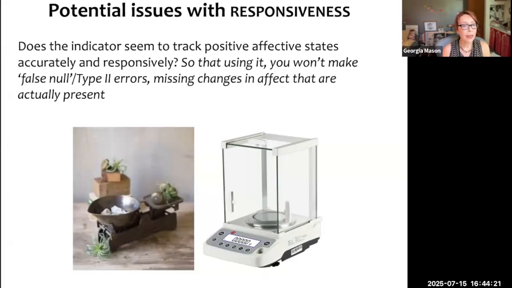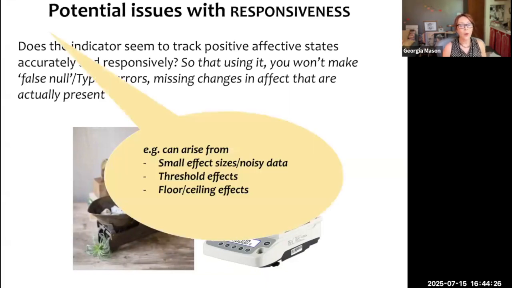And potential issues with responsiveness typically arise when an indicator only shows small effect sizes, or it's very noisy in its assessment, perhaps where an indicator has threshold effects, so it only changes when an animal's above a certain threshold, or where there are floor or ceiling effects in an indicator. And I'll give examples in a couple of slides.